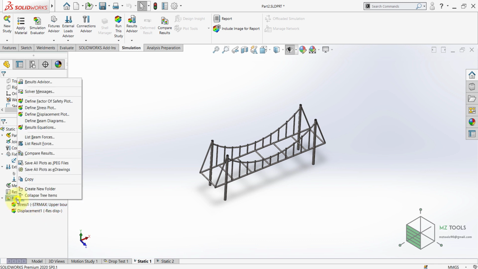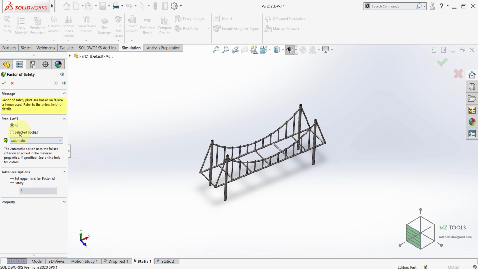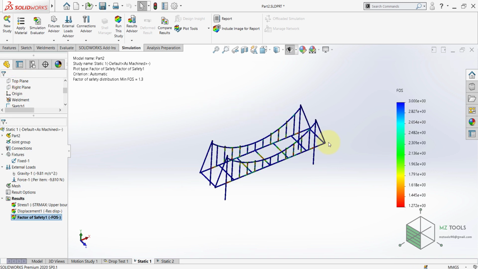If we define a factor of safety plot here, as you can see, the minimum factor of safety we have is 1.27.